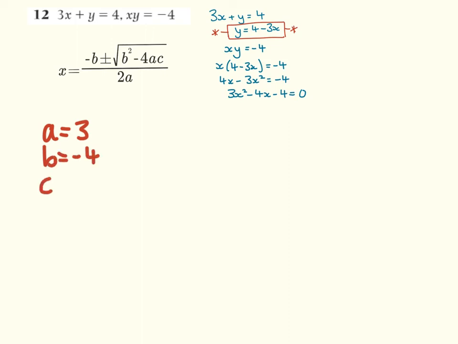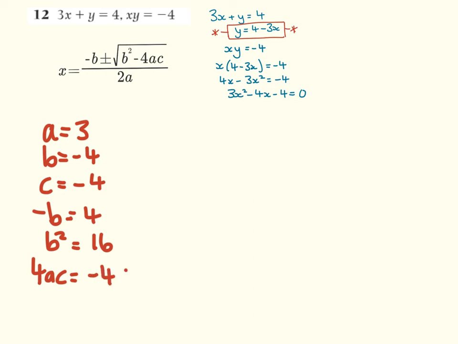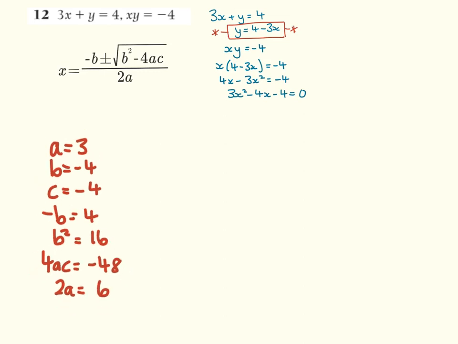So we pick out our a, b and c. So a is in front of the x squared, which is 3. B is in front of the x term, which is minus 4. C is the term on its own, so the number on its own, so it's negative 4. Negative b then is going to be 4. B squared will be 16. 4ac is going to be 4 times 3 times negative 4, so that's going to be negative 48. And the 2a is going to be 6.